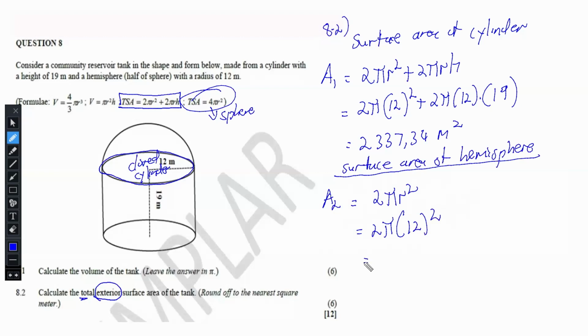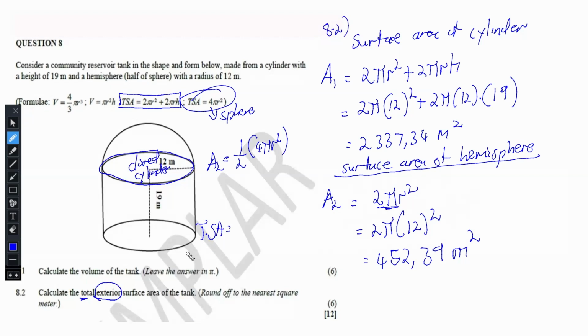And then if you punch that into your calculator, another way in which you can write that, obviously your A2, you can say it's 1 over 2 and then 4 pi r square, which is still the same as just writing 2 pi r square, right? So your choice. Then if you punch that into your calculator, you get 452.39 meter square.